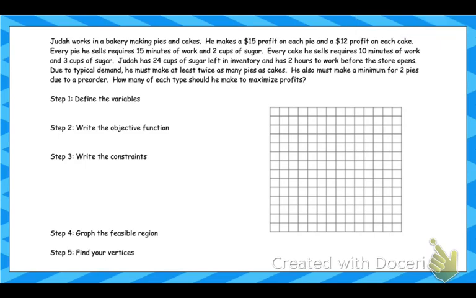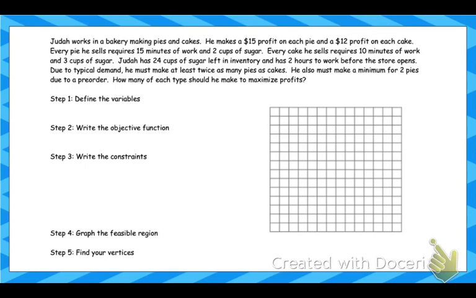Judah is making pies and cakes, a profit of $15 on each pie, a profit of $12 on each cake. He needs to have 15 minutes of work and 2 cups of sugar for the pies. He needs 10 minutes of work and 3 cups of sugar for the cakes. He has 24 cups of sugar and he has 2 hours to work. And then some additional information, it says with our demand, then he has to have at least twice as many pies as cakes.